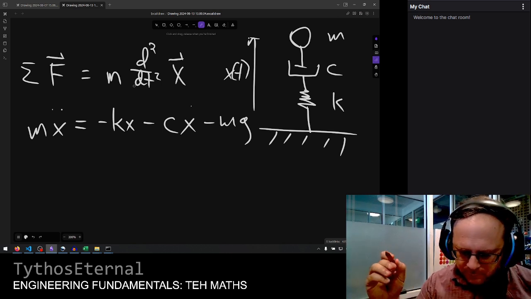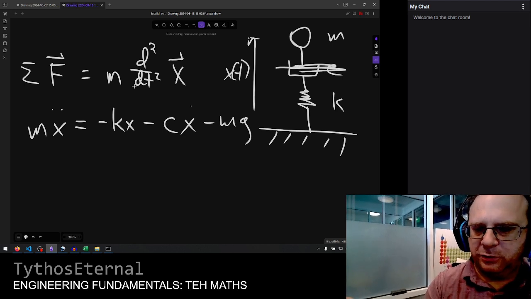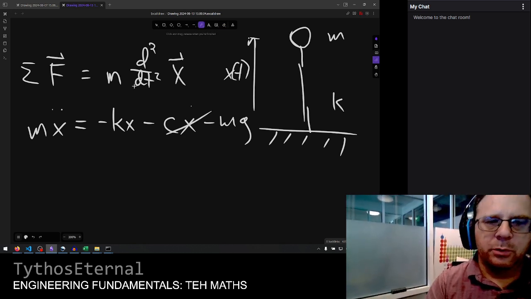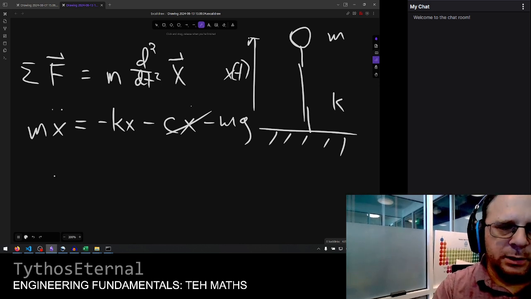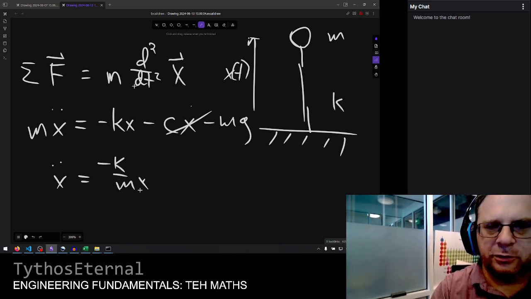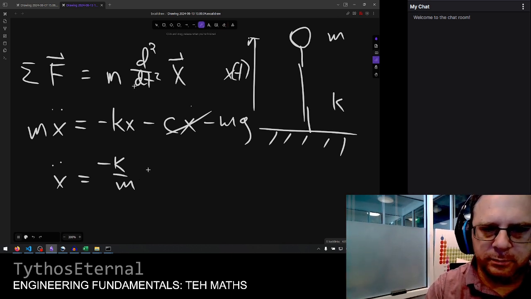So let's make it even simpler here and remove our damper, and just say we have x-double-dot equals minus k over m times x. So the acceleration is minus k over m x, and we'll just pretend, ignore gravity for a moment. We're in a vacuum, yay.